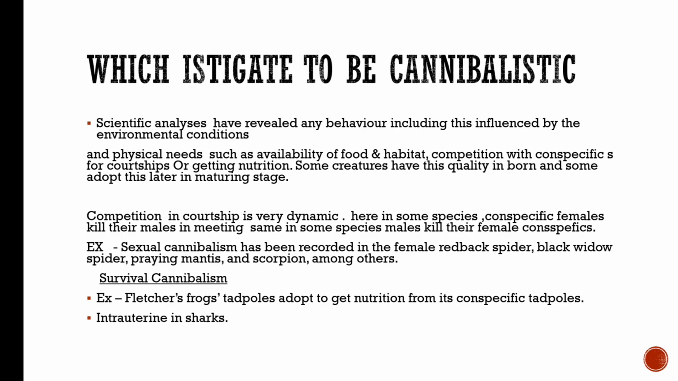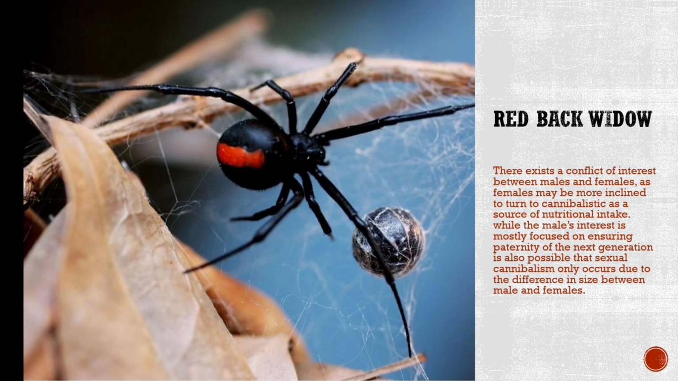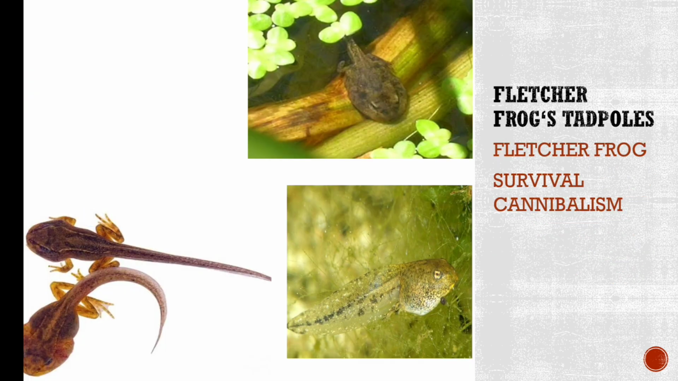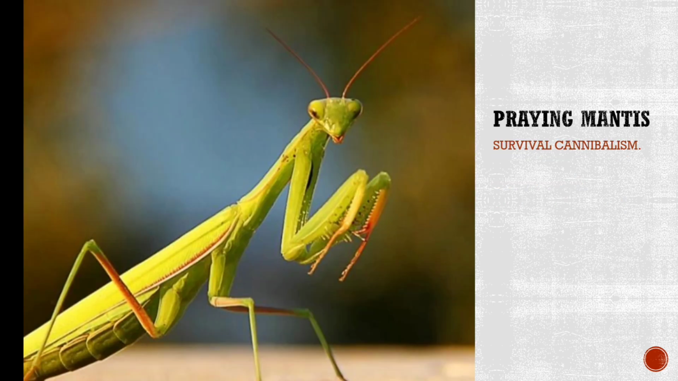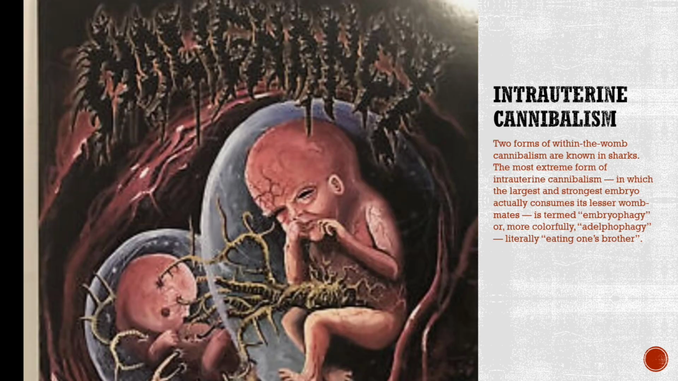Fletcher frog, you can see a tadpole in the early stage looks like a fish, but in a later stage gradually it loses its tail and gets its full legs. Praying mantis, you can see the example. This also follows the path of survival cannibalism. And intrauterine cannibalism, also called embryophagy, more colorfully adelphophagy, literally meaning eating one's brother.